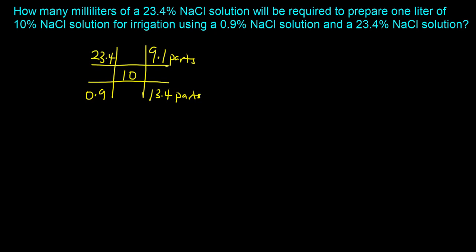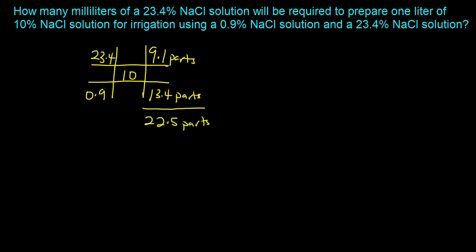So now, because we are required to prepare a 1 liter solution, that is the total volume we are making. And so we also need the total parts. And so the total parts, you obtain that by adding the parts of the 23.4, which is 9.1, to the 13.4, which is the parts of the 0.9% sodium chloride solution. That gives us 22.5 parts, and that represents the total quantity in your preparation.